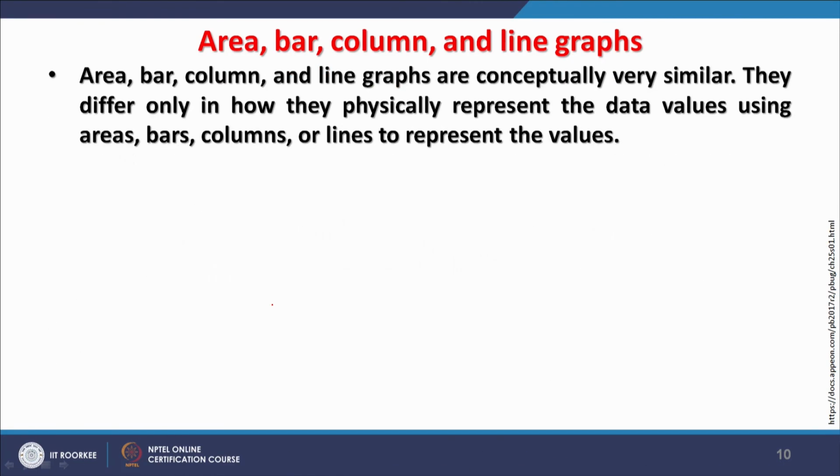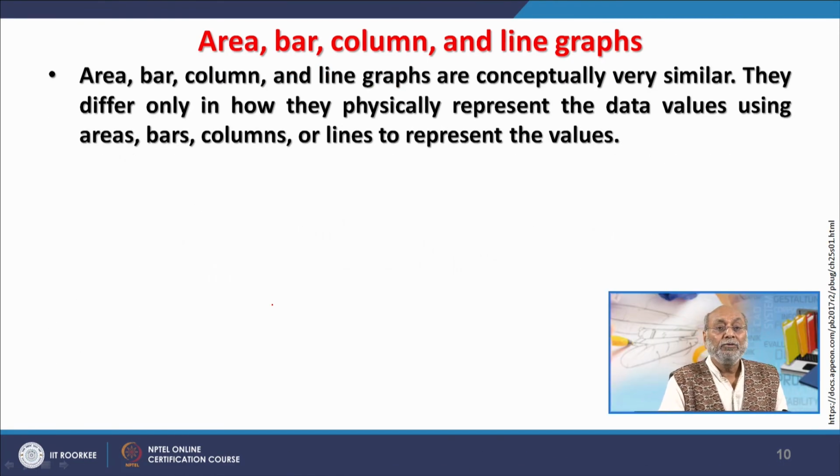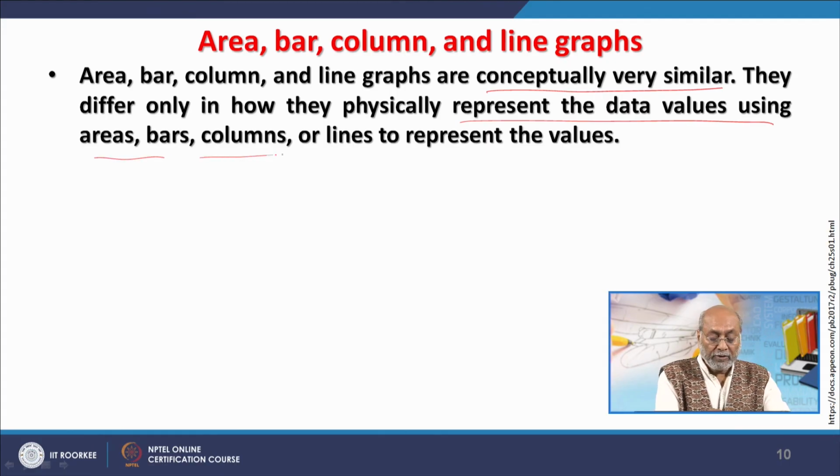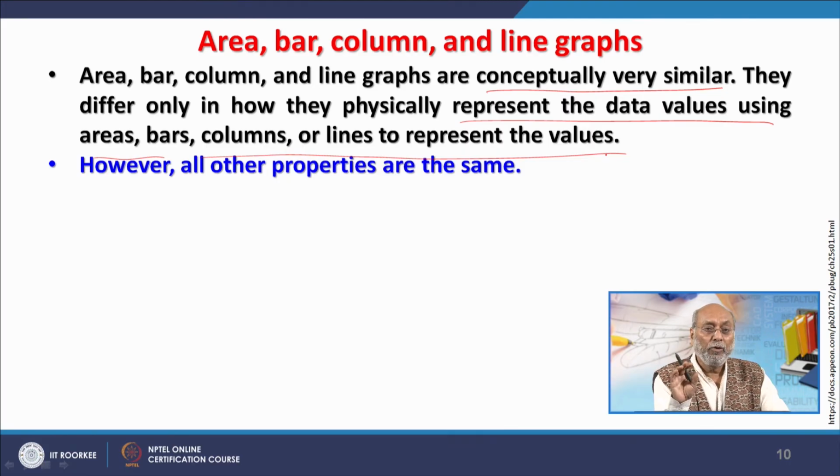So one by one, area, bar, column and line graphs, these can be used. They are very simple, and at the same time they are conceptually the same. The same data can be used to plot all these things, and they represent the values using areas, bars, columns and lines. I would suggest try to keep things simple. If a set of data or series of data can be represented with line graphs, use that one rather than going for a more complicated one.